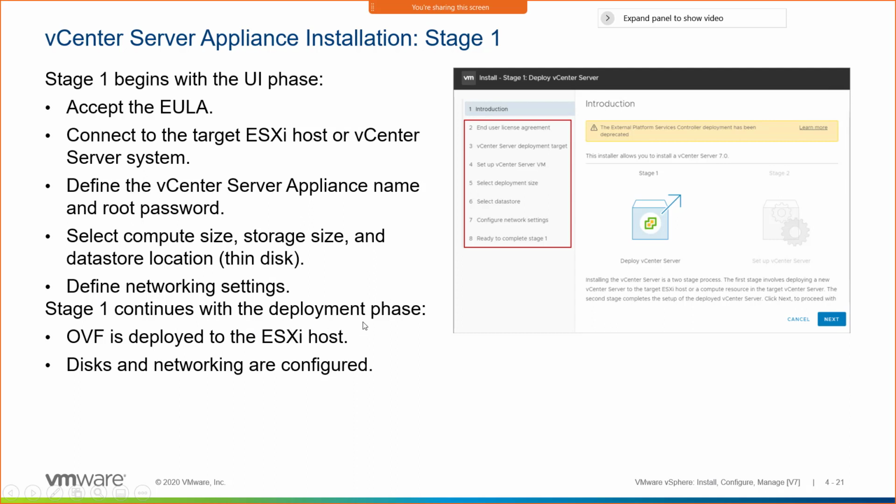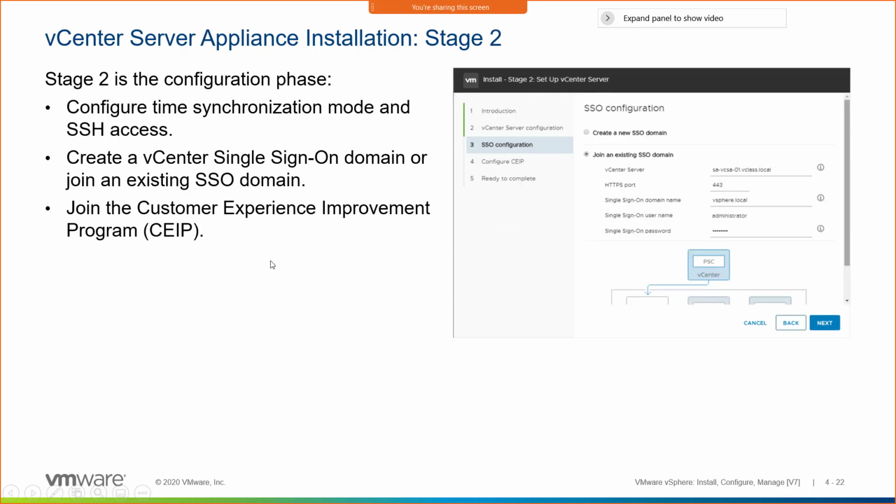Stage 1 continues with the deployment phase. The OVF is deployed to the ESXi host. Disks and networking are configured. So this is exactly what's happening right now, the disks and the network configurations are going on with the first installation. Stage 2, what will it have?